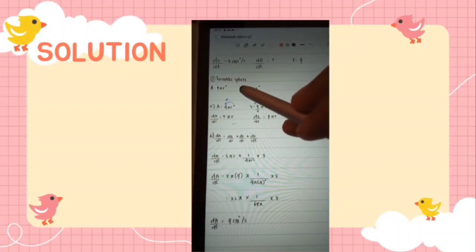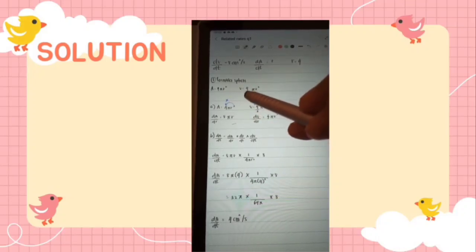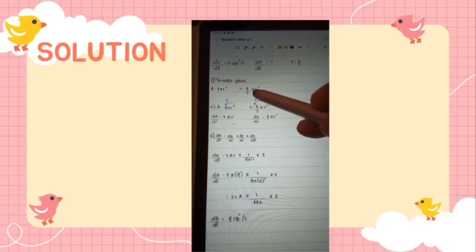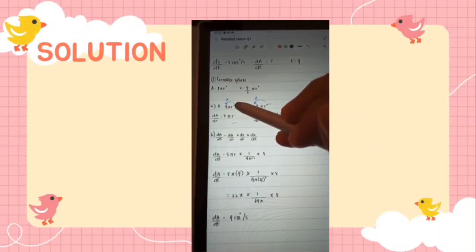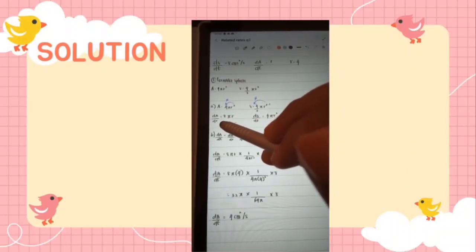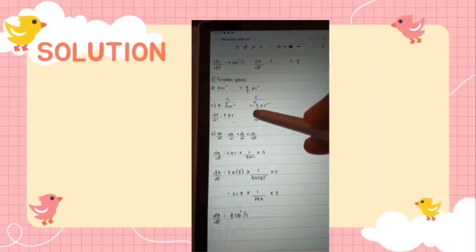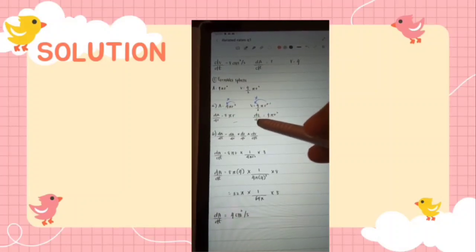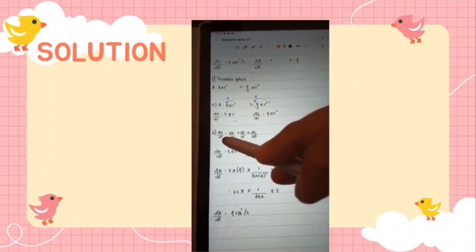So formula of sphere is area equal to 4 pi r square and volume is 4 over 3 pi r cube. We're gonna bring square to the front and we're gonna get dA over dr is equal to 8 pi r, and V equal to 4 over 3 pi r cube, and we're gonna get dV over dr is equal to 4 pi r square. So we're gonna find dA over dt.